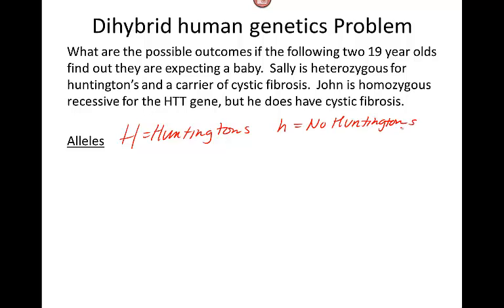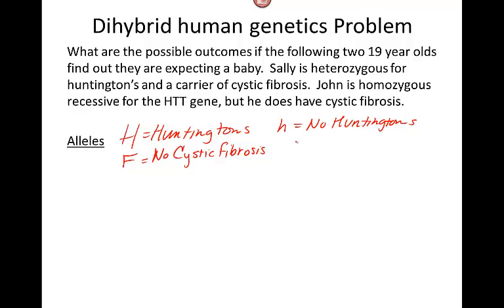Cystic fibrosis is a little bit more complicated because if we wanted to do cystic fibrosis, that's C, or if we wanted to do chloride ion channel, that's C, and C is hard to tell, and also we usually use the letter of the dominant. So let's go with F. F for functional chloride ion channel preventing the development of cystic fibrosis. So we're just going to call this no cystic fibrosis.